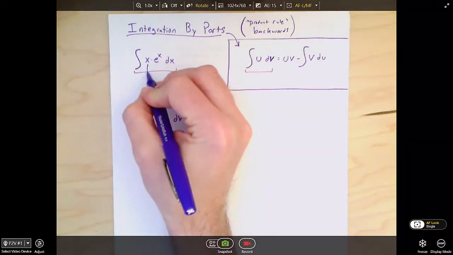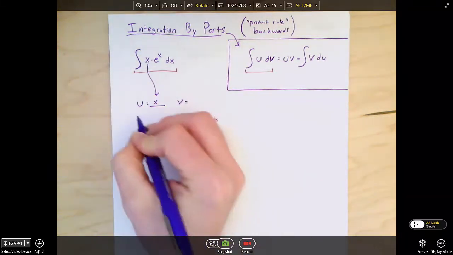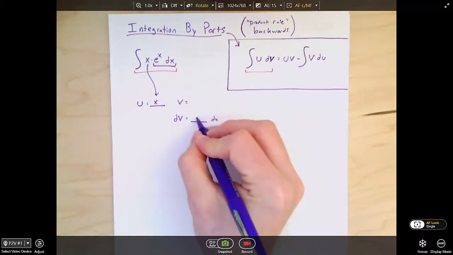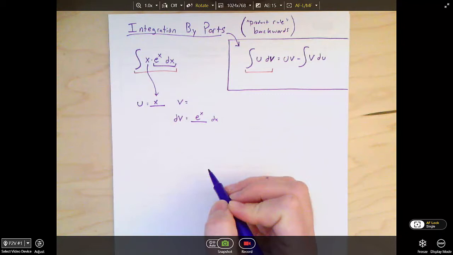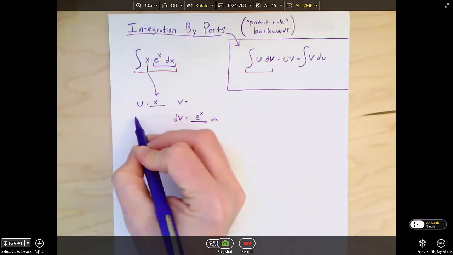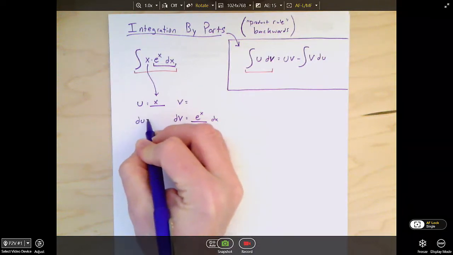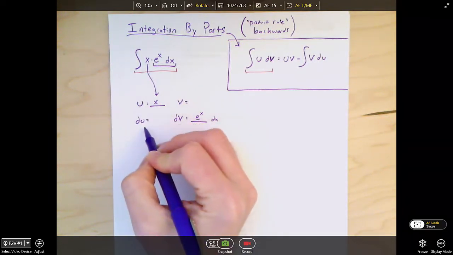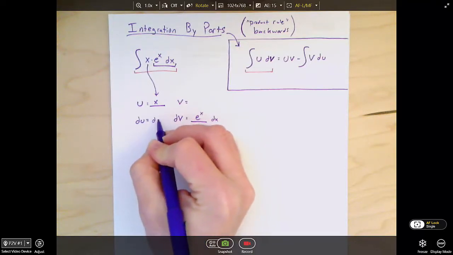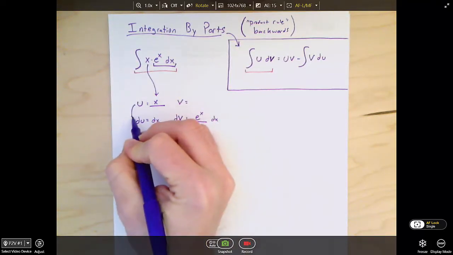So I'm going to choose x to be my u function, and I'm going to choose e to the x dx to be my dv function. All right, you'll see why this makes sense in just a second. So now that I've got my u function, let's take the derivative of that. So du/dx equals 1, which means that du equals 1 dx. So all I've done is I've taken the derivative here.